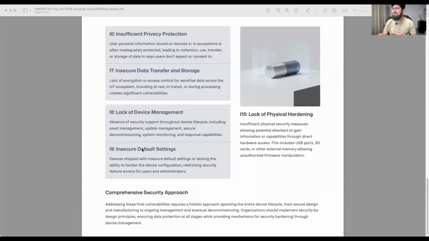Okay, so let's jump to the second last one, which is called insecure default settings. Many IoT devices ship with insecure default configurations that prioritize ease of setup and functionality over security. That's one of the fundamental things that we all do, right? These default settings often include weak credentials, unnecessary open ports, enabled debugging interfaces, and excessive access privileges. When users and administrators fail to change these settings, or when devices do not provide a mechanism to change them, they create significant security vulnerabilities, right?